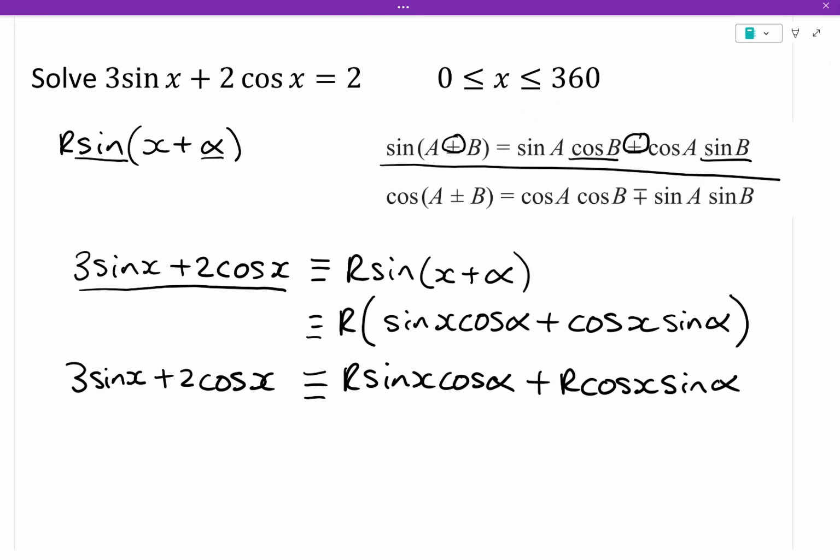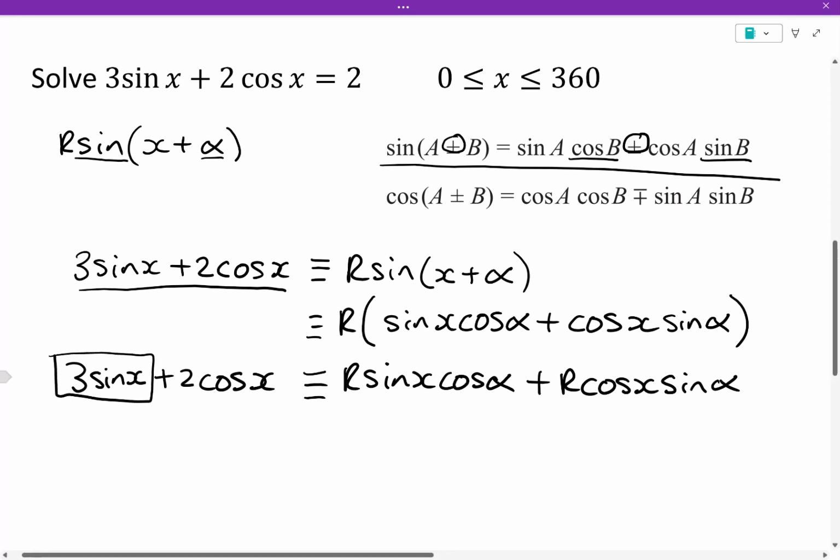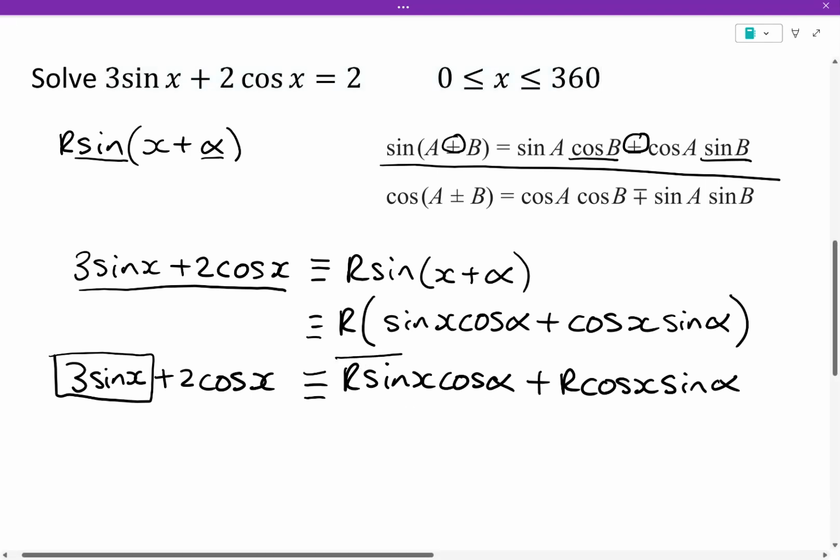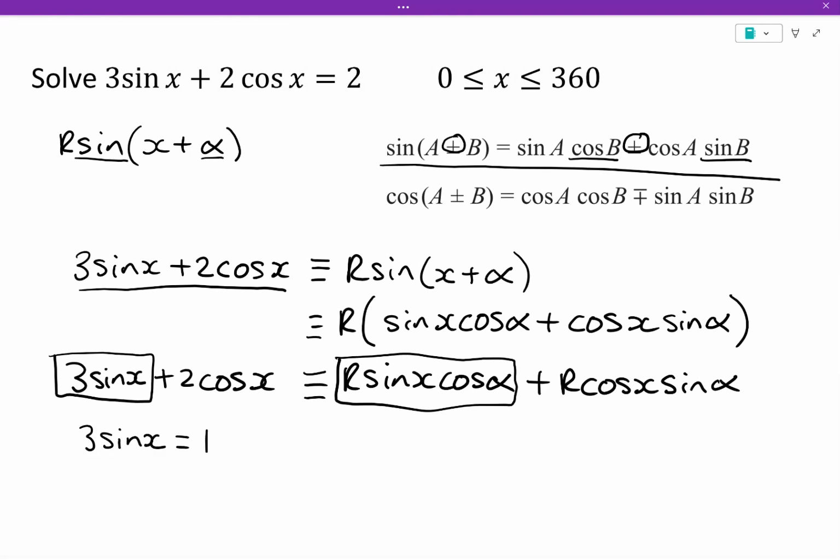Okay, so if we look at the left-hand side, we've got 3 sine x on the left-hand side. I should be able to get 3 sine x on the right-hand side. So the question is, where is the sine x coming from? Well, if I look at my two terms, only one of them has sine x in it. Again, it's the first term here. You can see the sine x written there. So therefore, this term here should be equal to the 3 sine x. So we should get 3 sine x is equal to r sine x cos alpha. Like that. So we now have a slightly more straightforward equation.